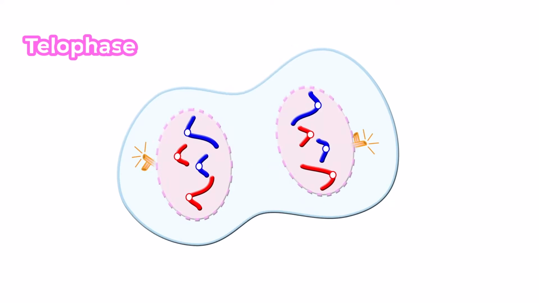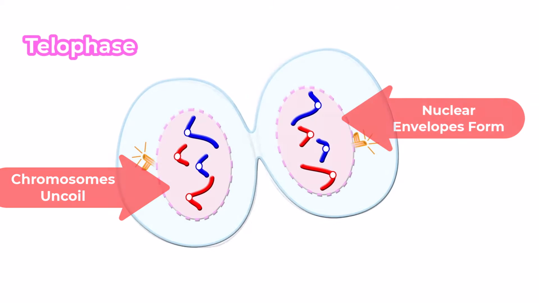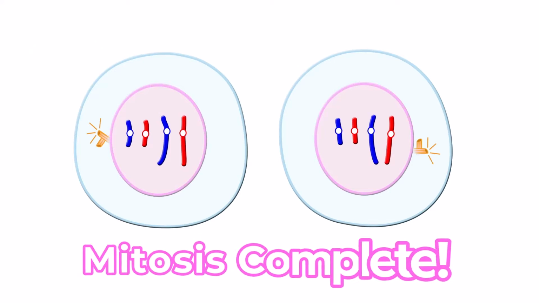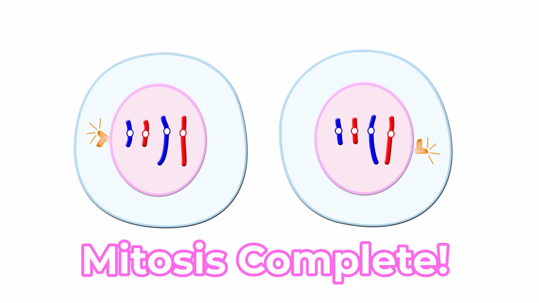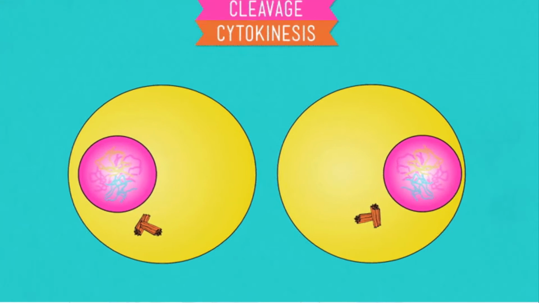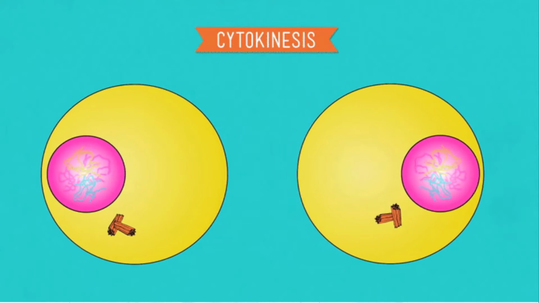Telophase begins when the two groups of chromosomes have reached opposite ends of the cell. The nuclear envelopes form. The chromosomes uncoil and the spindle disappears. Mitosis, the division of one nucleus into two genetically identical daughter nuclei, is now finished. Cytokinesis is the division of the cytoplasm. This usually occurs within telophase.